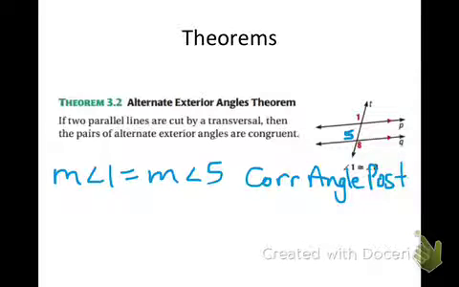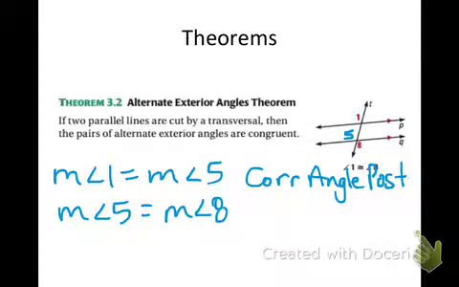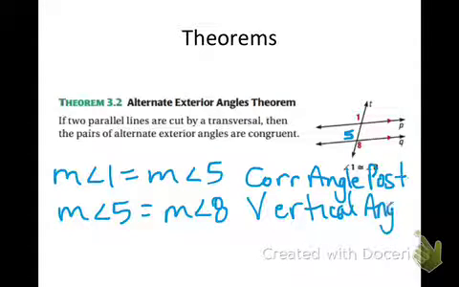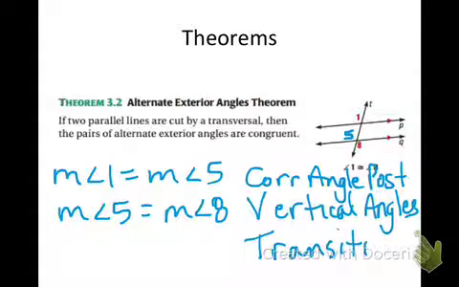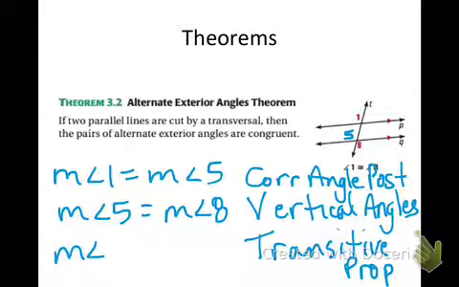How about 5 and 8? The measure of angle 5 is equal to the measure of angle 8, again thanks to vertical angles being congruent. And then again, the good old transitive property says if we've got two different angles, in this case 1 and 8, equal to the same angle, then they must be equal to each other. So the measure of angle 1 equals the measure of angle 8. Very simple three-step proof. Last one.